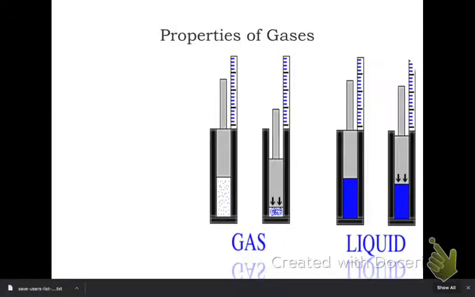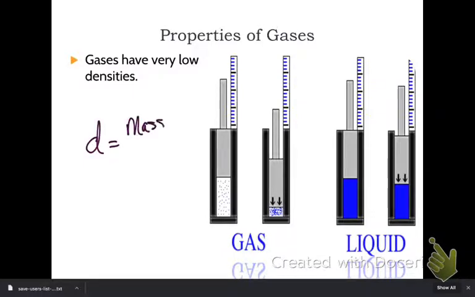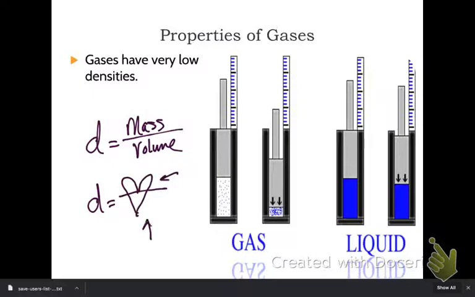So, properties of gases. Gases have very low densities, and if you remember how density is determined, density is a derived unit, so density equals mass over volume, the mass of the object over the volume that it occupies. And the way you remember that is you love density, see, mass over volume, clever, huh? So that's how it's measured, as mass over volume.